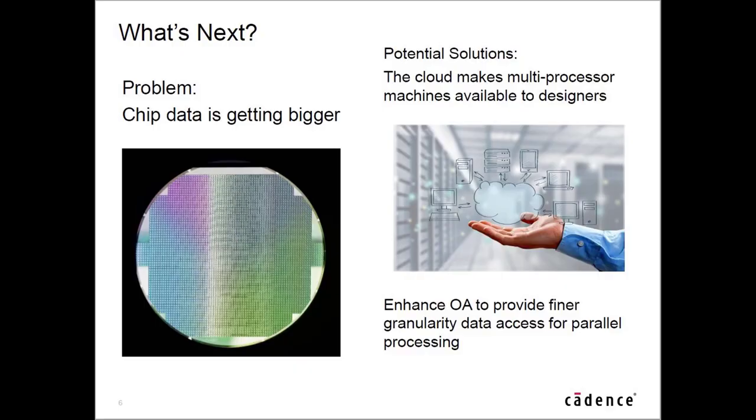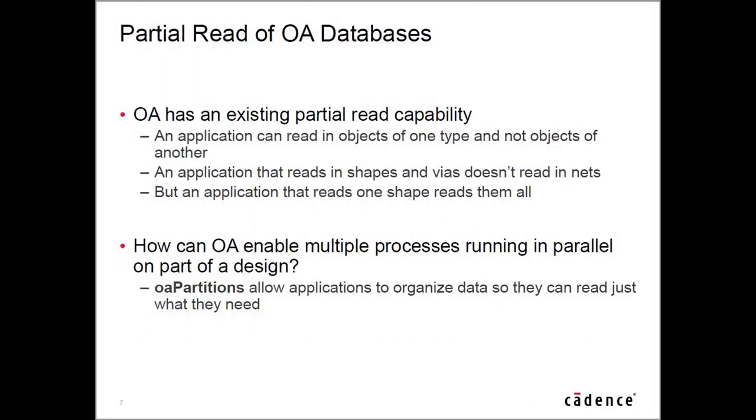Well, one new tool that we have at our disposal is the cloud. And within the cloud, we have great availability of big multiprocessor machines available to the average designer when they need it. So we thought, why don't we try to enhance OA to provide finer granularity access for the parallel processing that's a lot easier for designers to get to these days. So we decided to build on an existing capability in OA.